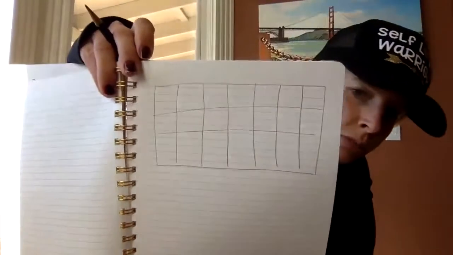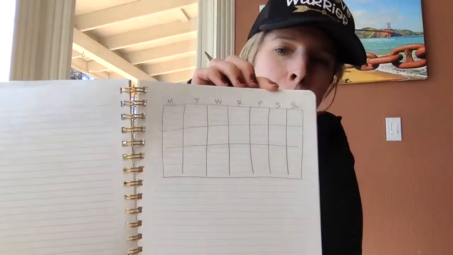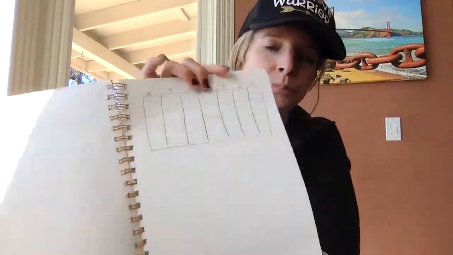It'll look like that. It's kind of messy, but it works. You're going to do this on a Sunday. Then across the top, you're going to put Monday, Tuesday, Wednesday, Thursday, Friday, Saturday, Sunday. Okay, across the top like that.